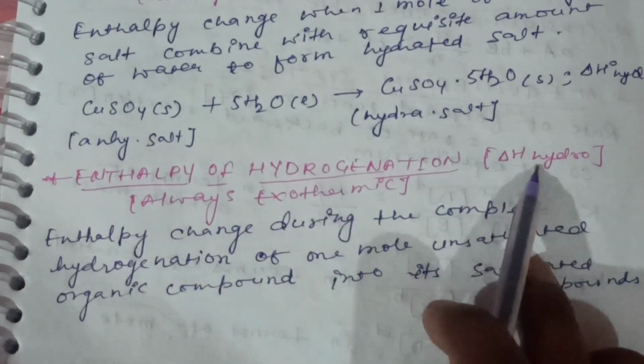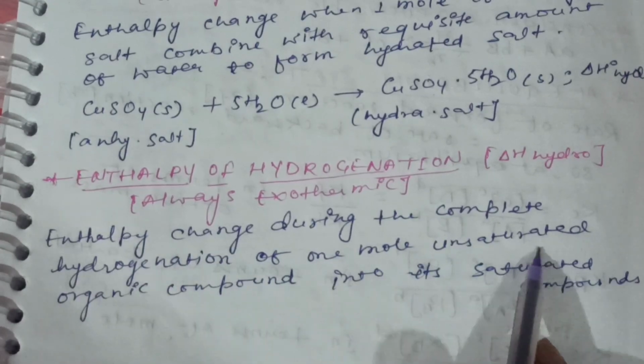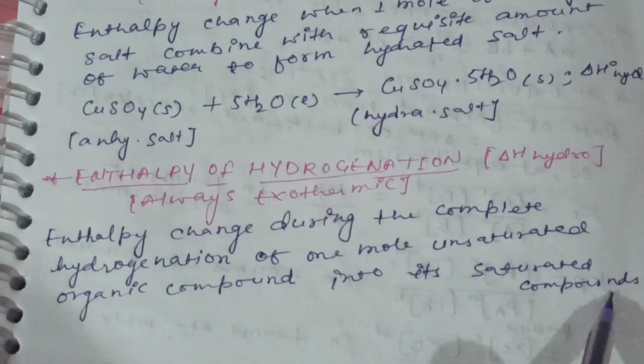Enthalpy of hydrogenation, ΔH hydrogenation, is always exothermic. It is the enthalpy change during the complete hydrogenation of 1 mole of an unsaturated organic compound into its saturated compound.